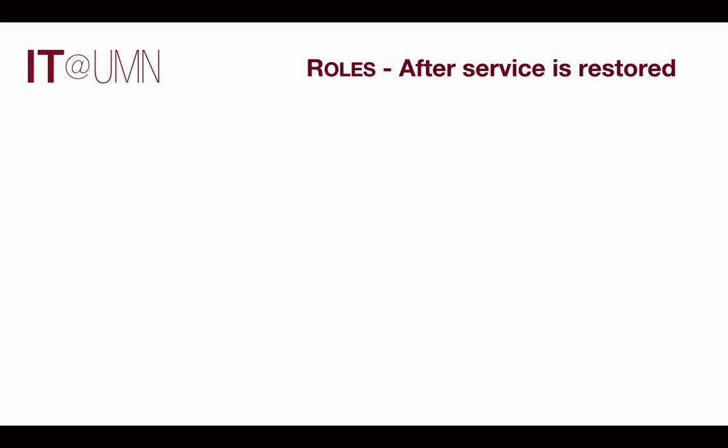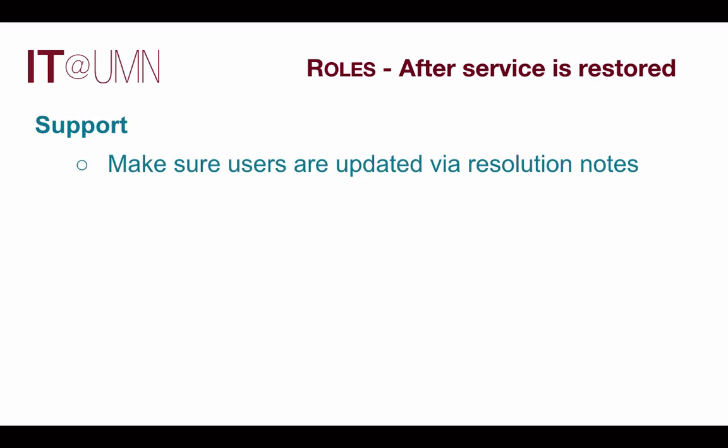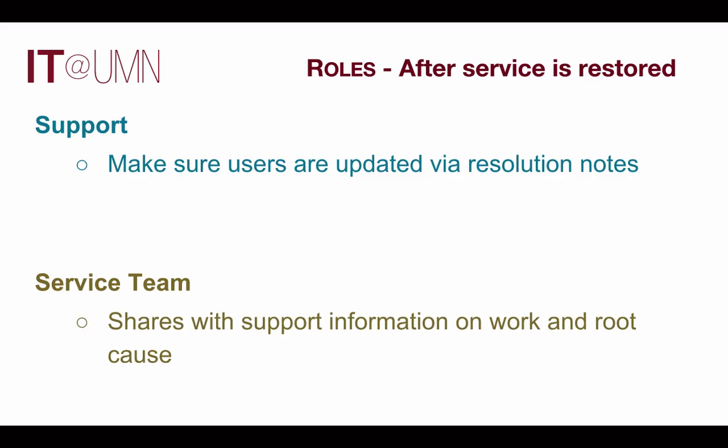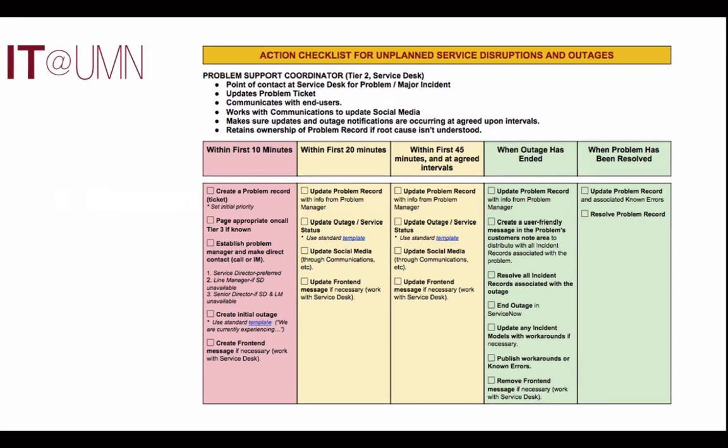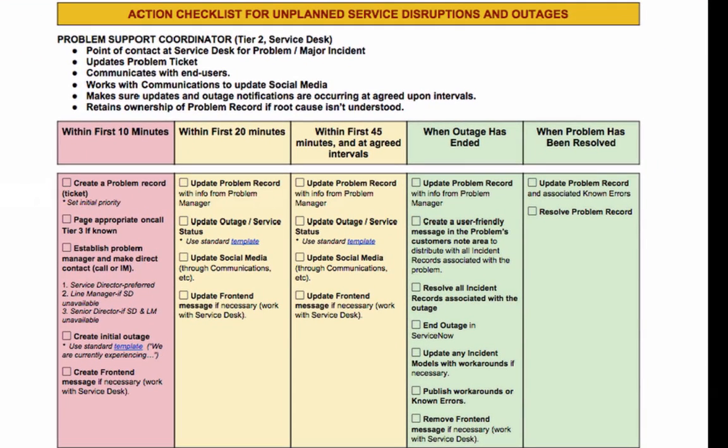After service is restored, our support function is going to make sure that our users are updated on that status via the resolution notes on related incidents and using the other various communication channels that we've already mentioned. The service team will share with us what work was required to restore service and what the root cause of the outage was, and we will make sure that information gets appropriately documented in the problem record also. This is just a high-level overview, so please refer to the outage communication checklist for additional details.